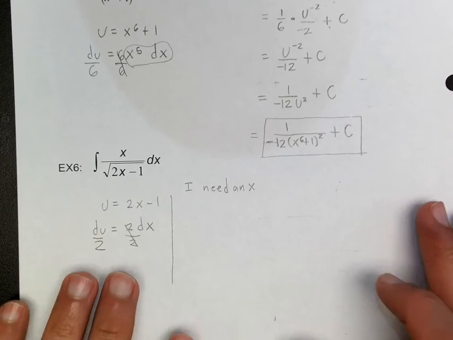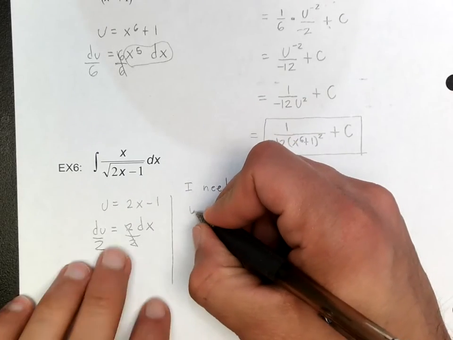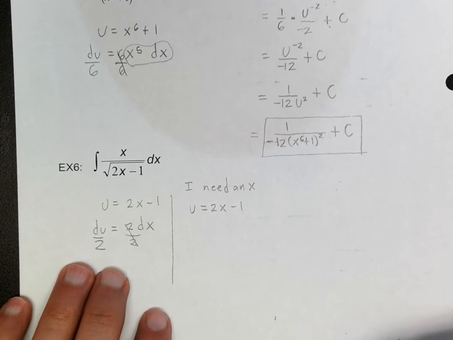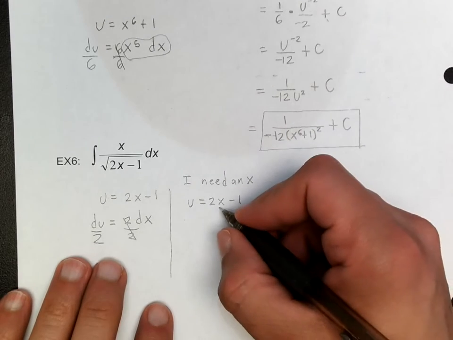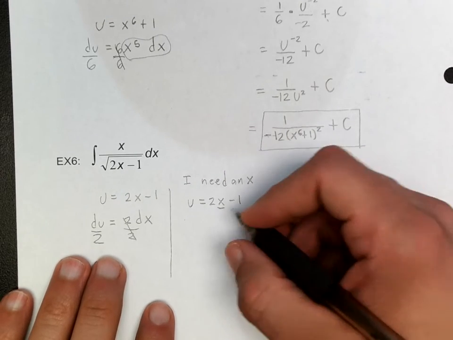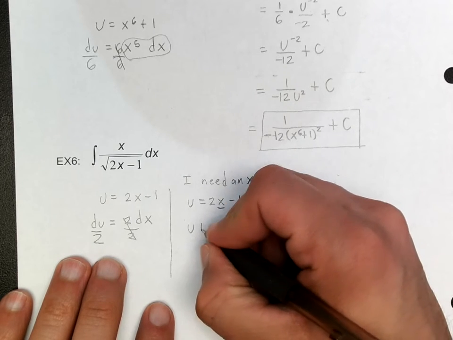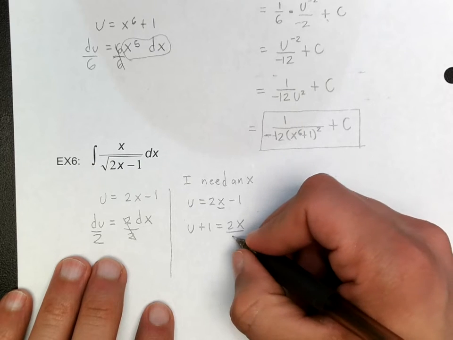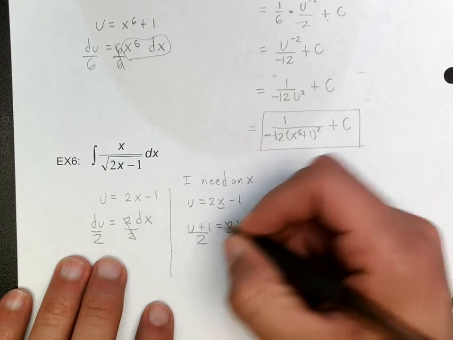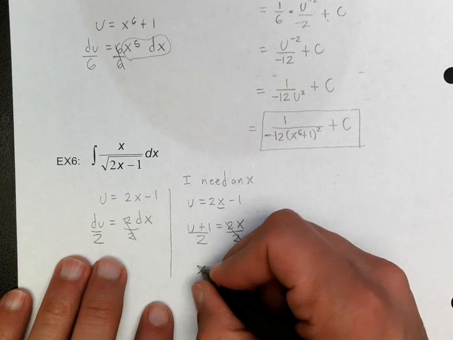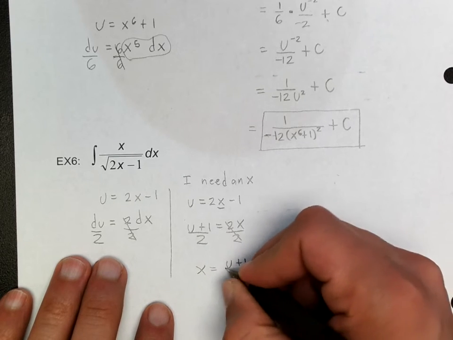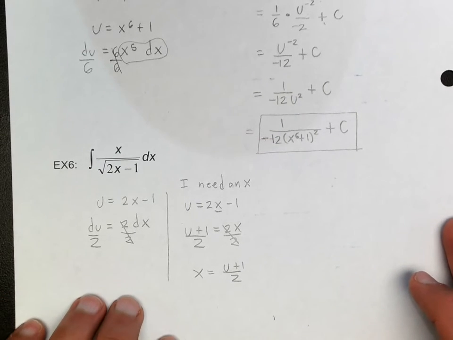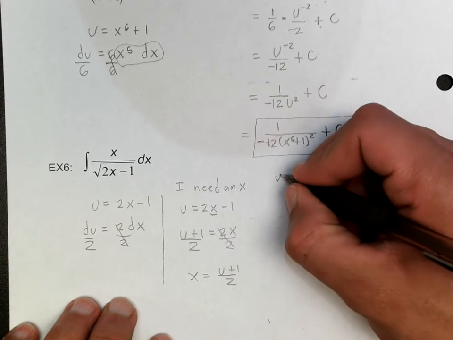So to do that, I have to use this original substitution, and I have to solve for x. So start off by adding 1 to both sides, so you have u plus 1 is equal to 2x. Divide both sides by 2. So notice that now x, and I'll rewrite it here, x is equal to u plus 1 over 2. Alright, so we're going to need all of that now. So please notice what I'm going to do here.